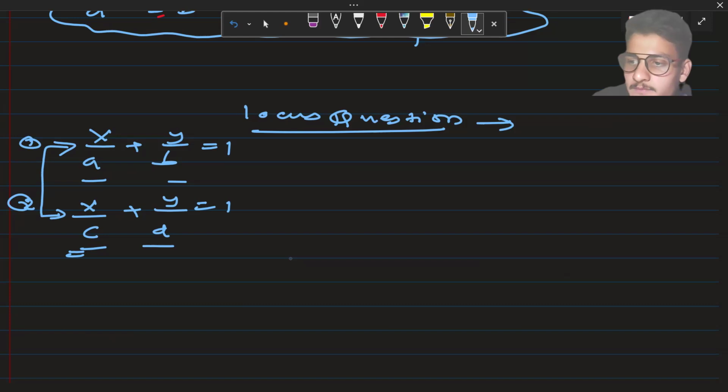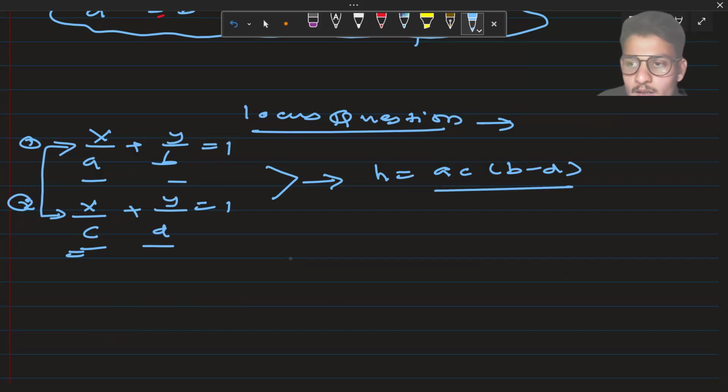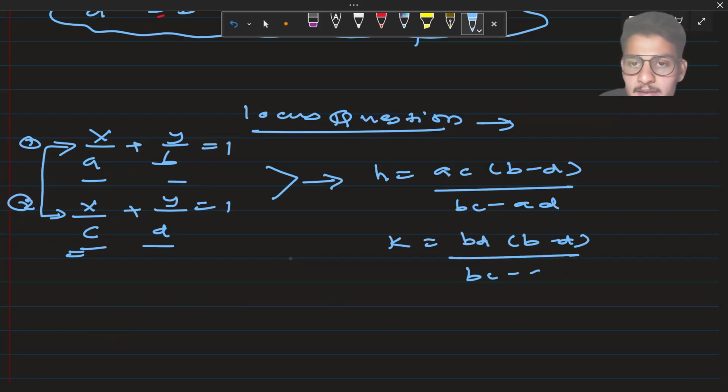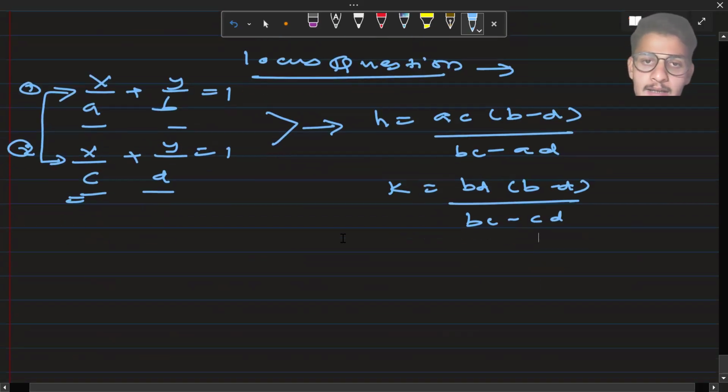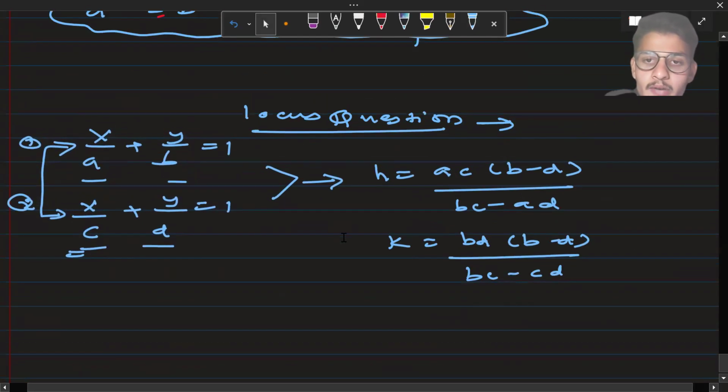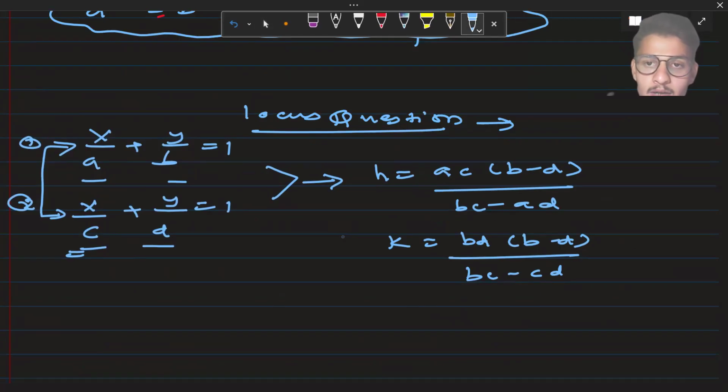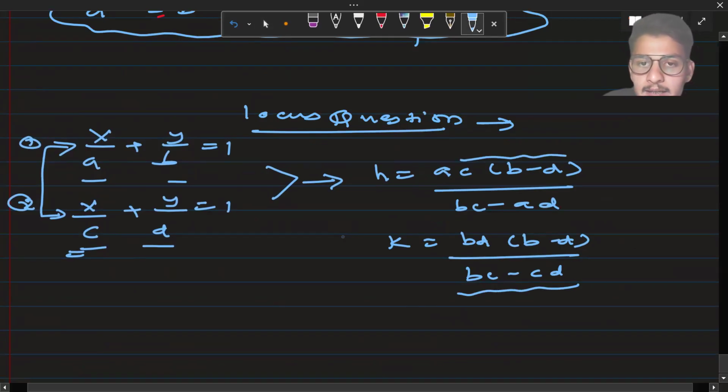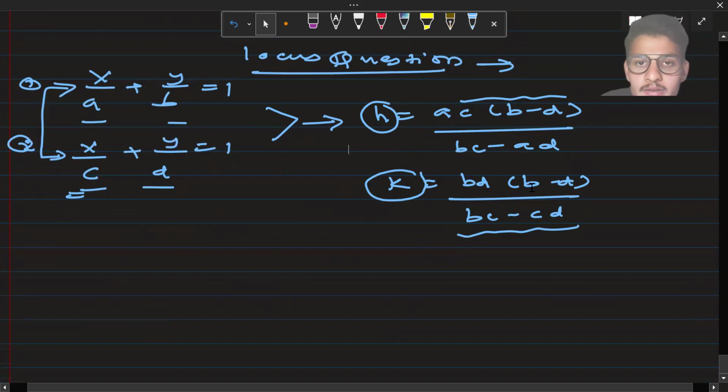When you solve this, it is simply putting the value of x into that. So h will become AC(B minus D) upon (BC minus AD), and K will become BD(B minus D) upon (BC minus AD). So these are the intersection points, and I need to eliminate these parameters so that I can get some relation between H and K. That is what locus questions require.